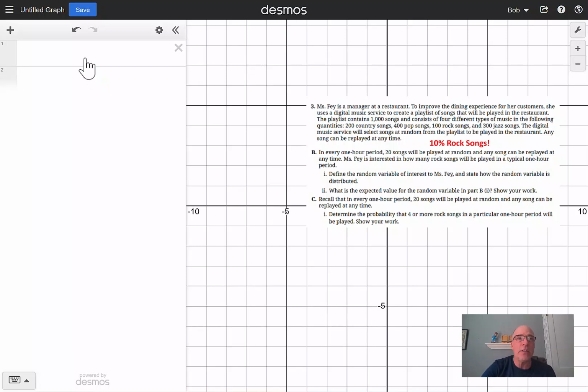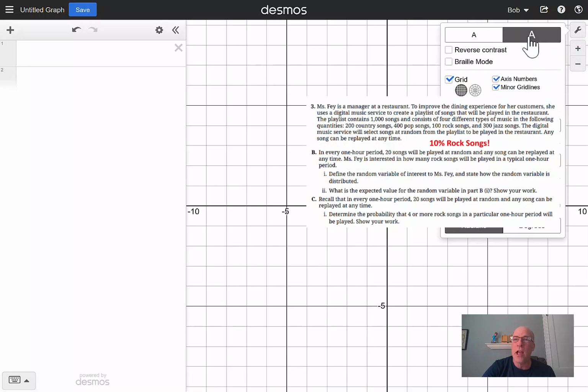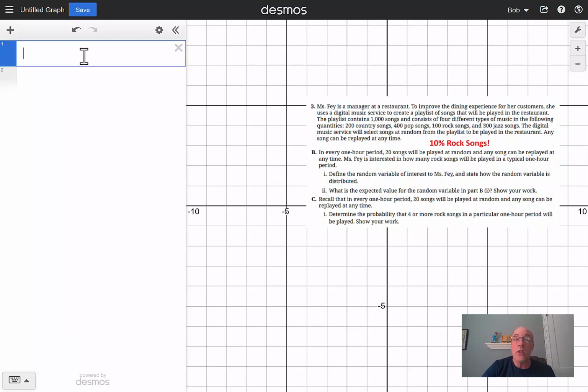So I have my calculator all set to go here. I have it in projector mode here. If you don't know how to do that, by the way, under the wrench, I'm just in the capital A mode here. We used to call it projector mode. So let's dive right in.